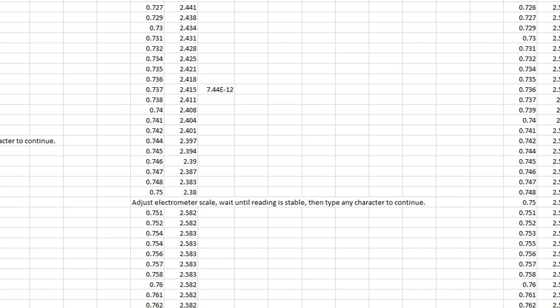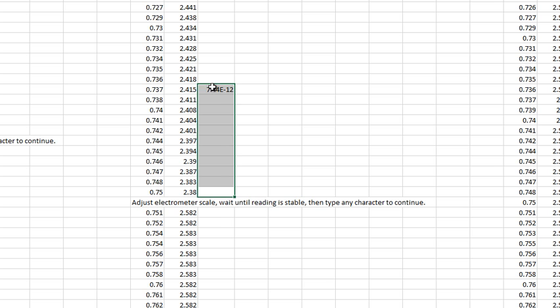Okay, so here's a demo of how to analyze the Franker's experiment data. This is the second group's data. So I scroll down until I see this, the adjust electrometer scale. So I know that scale has changed beyond this line. So I'll just analyze in three separate sections.